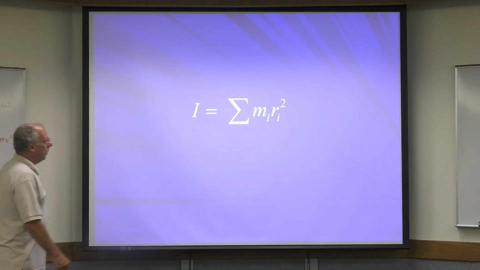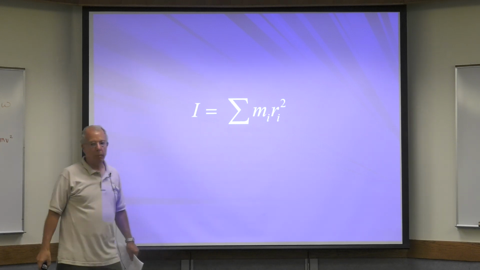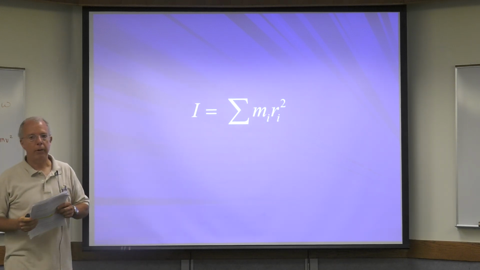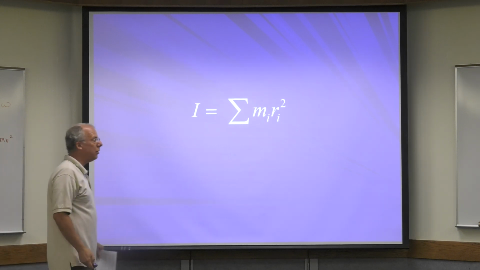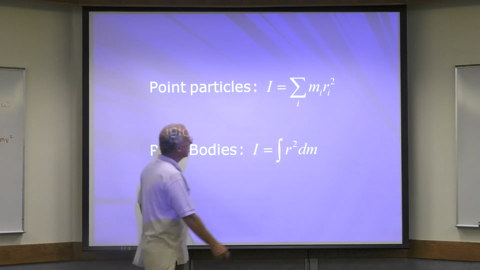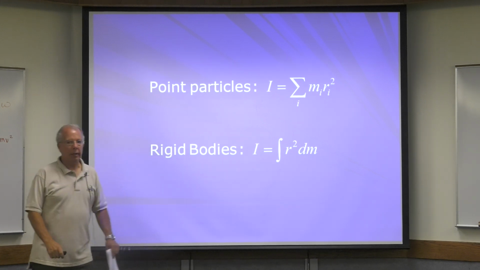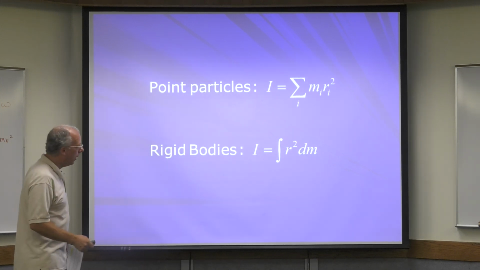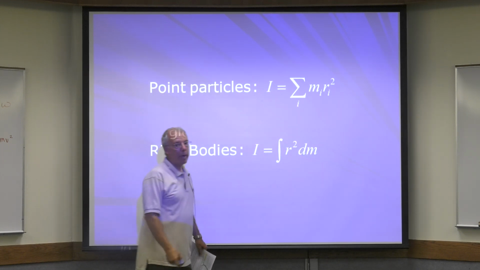First of all, this is a sum, for a small number of particles. Well, what if we have a very large number of particles? What do we always do? It becomes an integral. So if you have point particles, this is a sum. But remember, what are we really concentrating on in this chapter? We're concentrating on rigid bodies, so this becomes an integral. Are you surprised? You better not be.